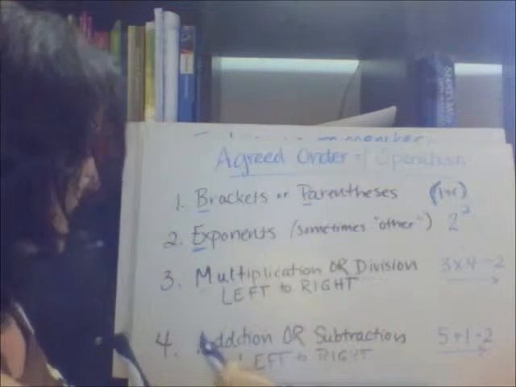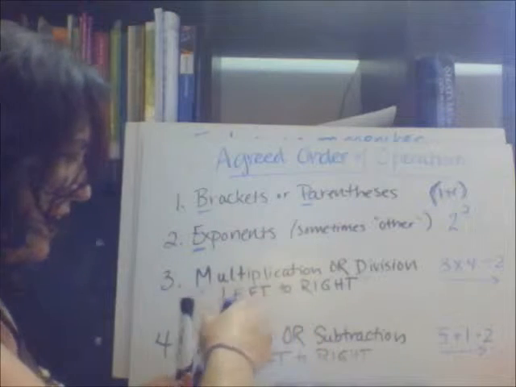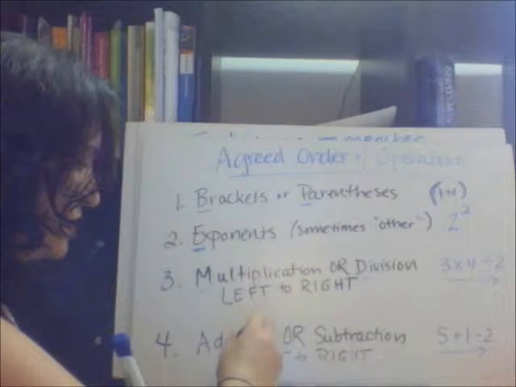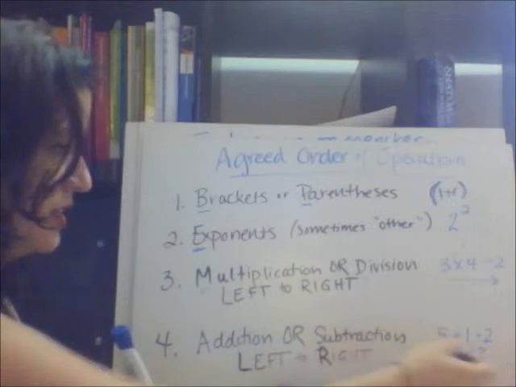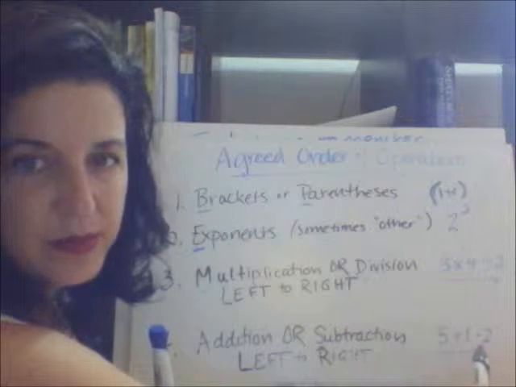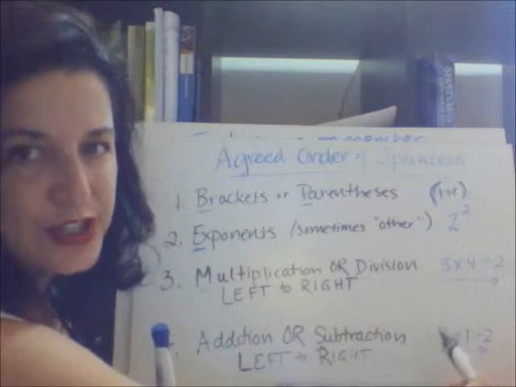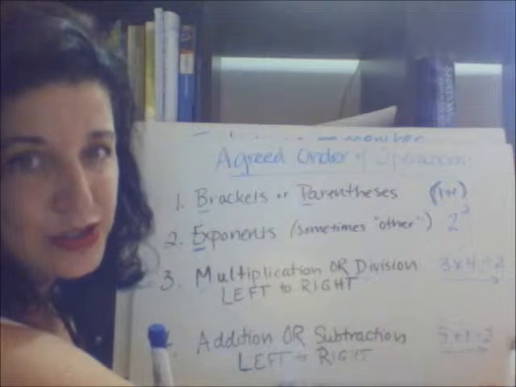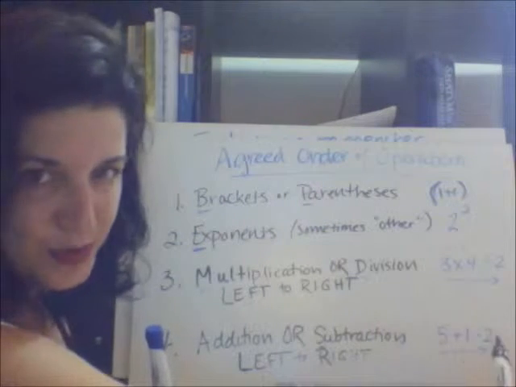Last, you're going to do addition or subtraction, and again, it's left to right. So in this example, 5 plus 1 minus 2, you do 5 plus 1 first, and then minus 2 next, left to right, in the order they come.